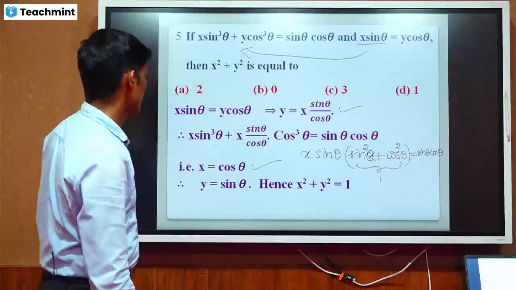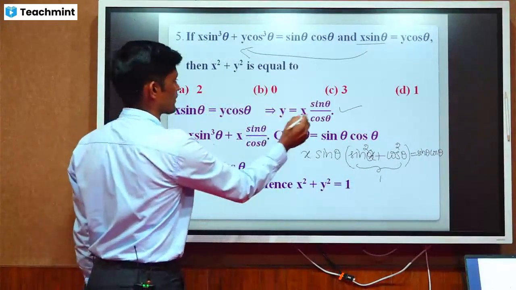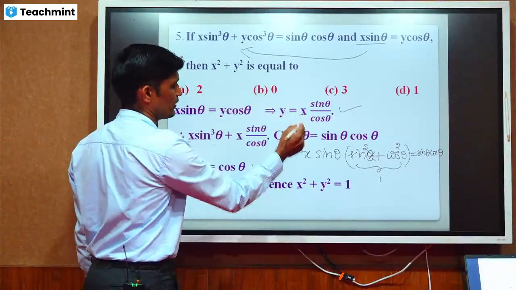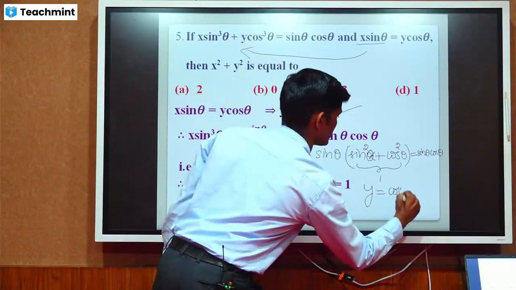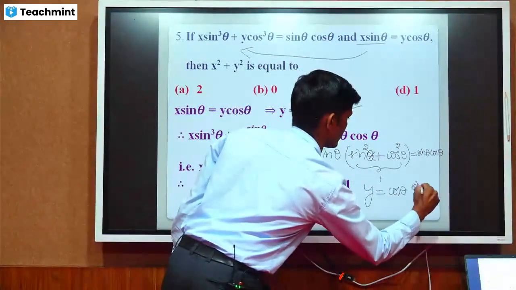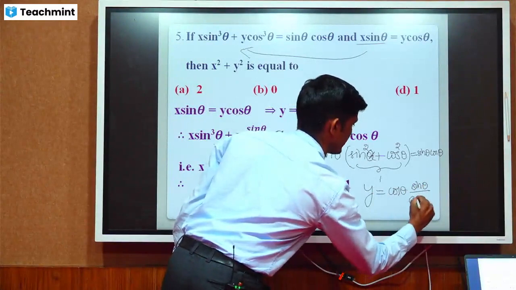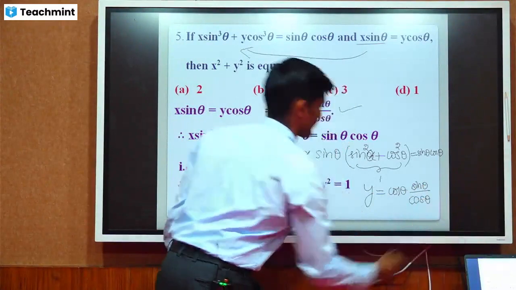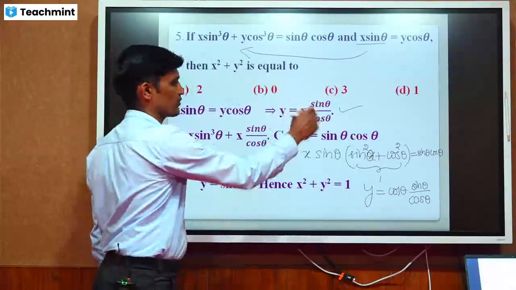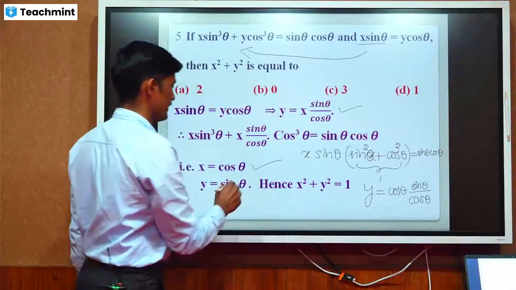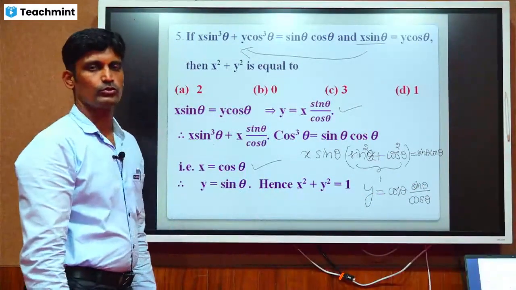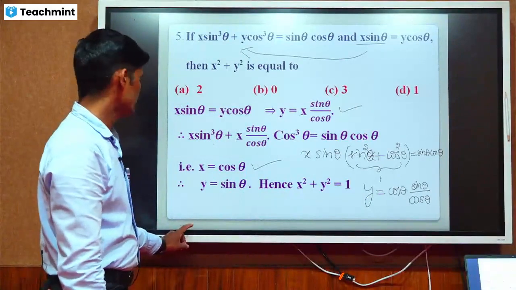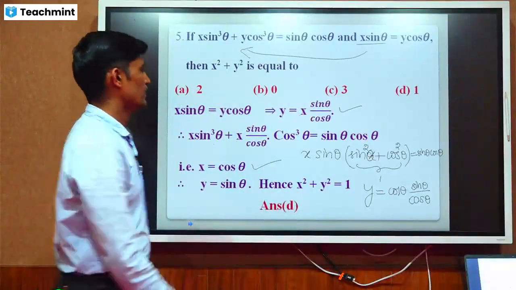Therefore, when x is equal to cos theta, substitute here, y becomes cos theta into sin theta by cos theta. Y is equal to x into sin theta by cos theta, which gives sin theta. Hence, using the identity, x square plus y square is equal to sin square theta plus cos square theta, which is equal to 1. Answer D.